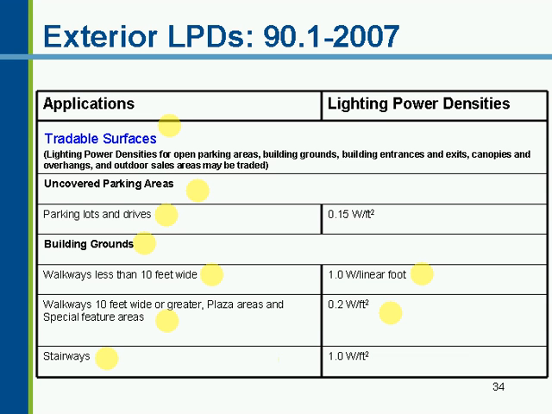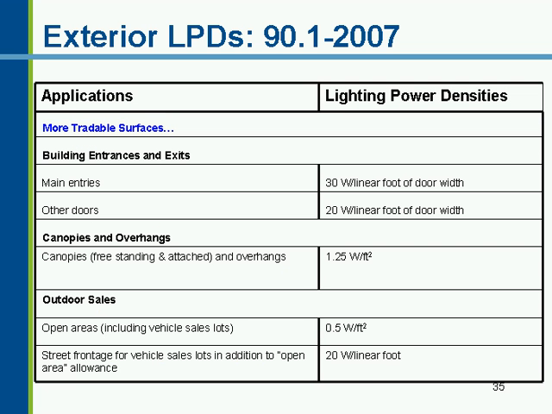Also included in this category would be plaza areas and special feature areas, again based on the square footage of that area. If you have stairways, they are counted at 1 watt per square foot. And if we go to the next slide, you'll see more tradable applications, building entrances and exits.